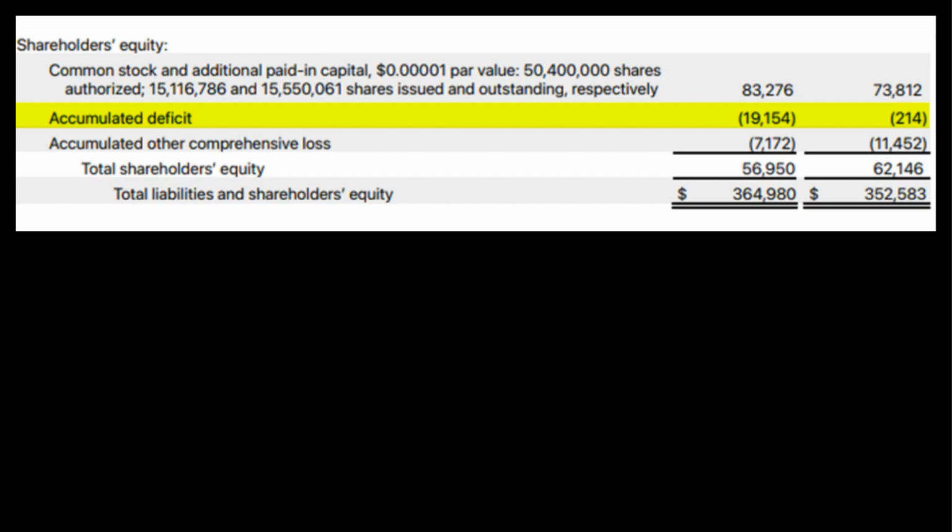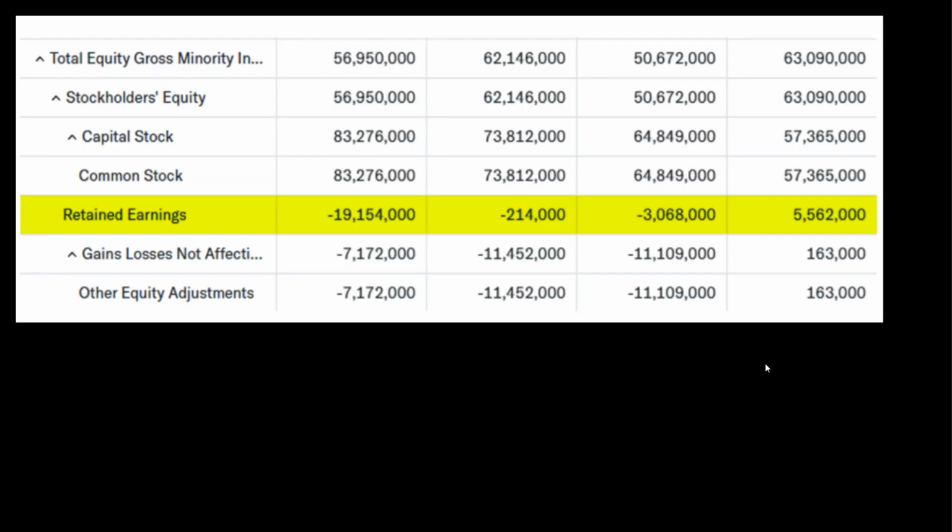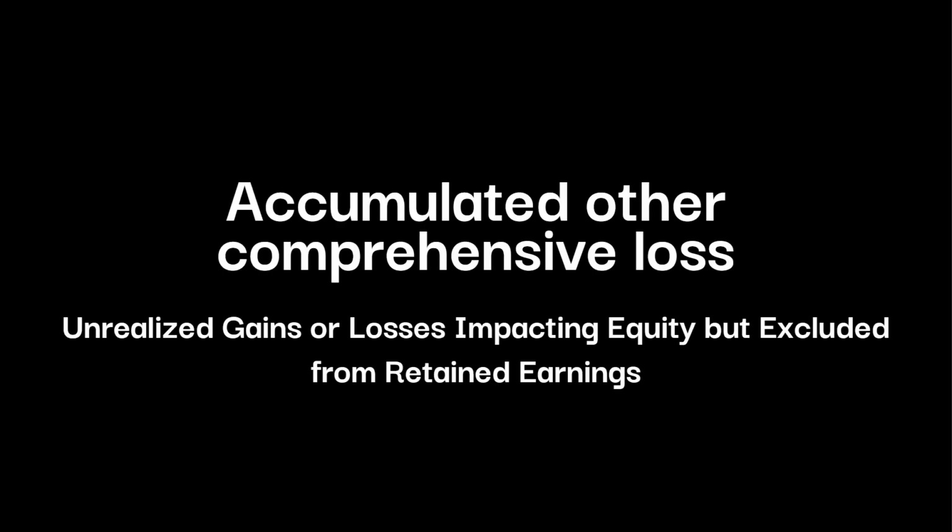So over here we have a deficit of 19,154, right? These parentheses tell you that this number is going to be negative. And how you know that also is you take 83 minus 19 minus 7. That's how you get this 56,950 figure. This number is going down. And then you can see over here on Yahoo Finance, we have a negative number, negative 19,154.